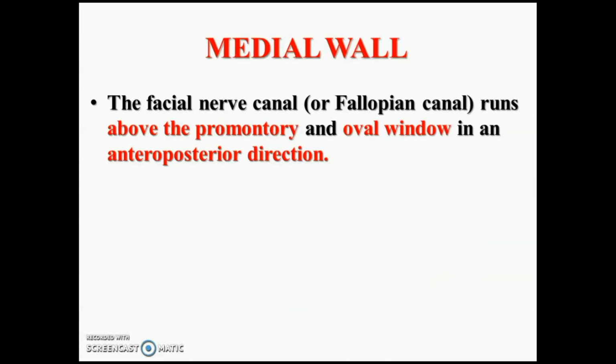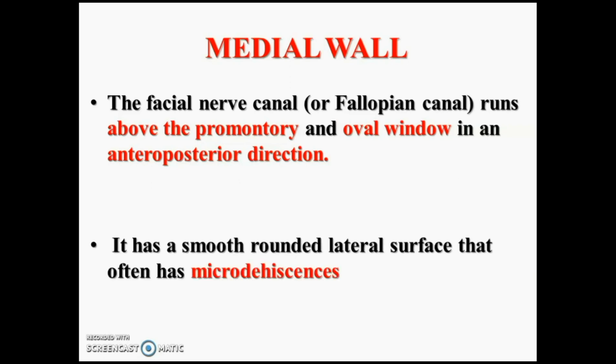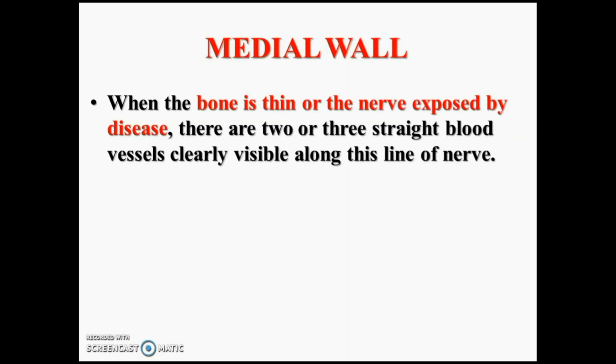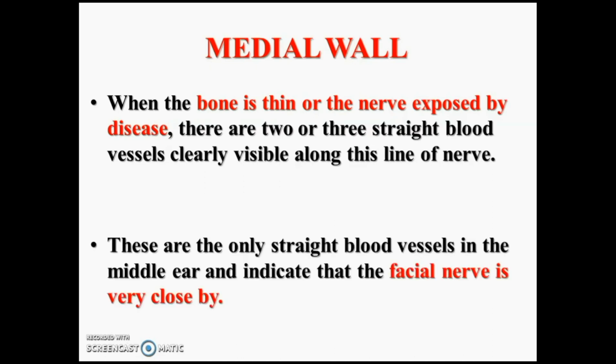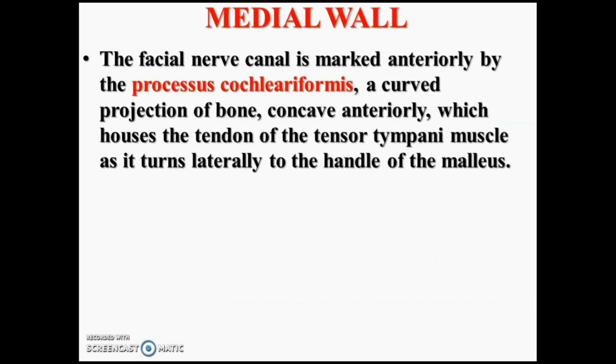And you can see the facial nerve canal above the promontory and oval window in an antero-posterior direction, in an oblique way. It has micro dehiscences. In case of disease, the bone is thin and the straight blood vessels are clearly seen. That gives way to the facial nerve. Otherwise, no arteries in the middle ear are straight.